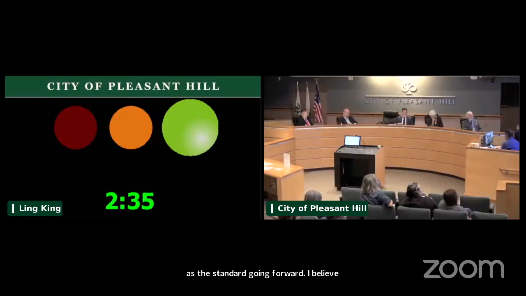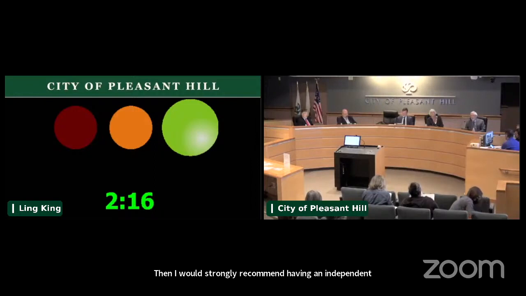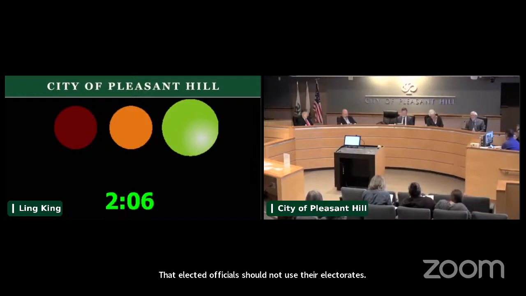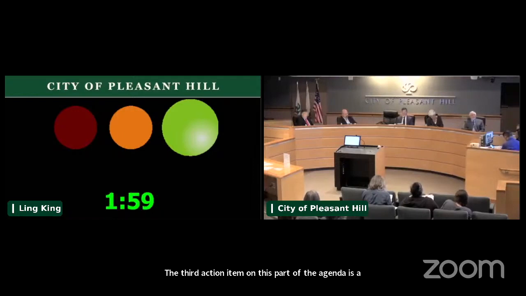I believe that council probably should vote to adopt the proposed ordinance. I don't know if you can do amendments to it right now. I don't know how much wiggle room you have for possible changes. If you're able to make changes, then I would strongly recommend having an independent redistricting commission. That's the gold standard. It's something that I personally think should be law at all levels of government, that elected officials should not choose their electorates. The third action item on this part of the agenda is directing city staff to move forward with some plans for the possible ballot measure with the 4-district map. I would encourage council to not direct city staff to move forward with that.